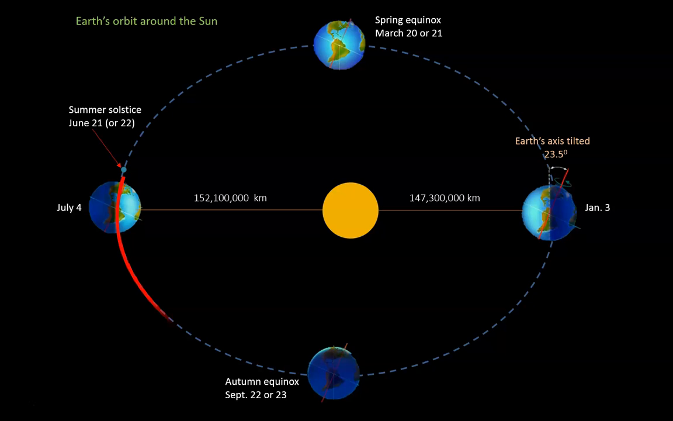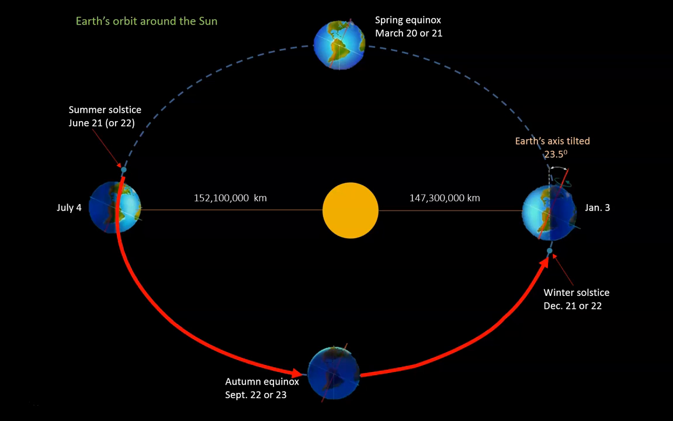Along this path, the days are getting shorter until the autumn equinox, when day and night are close to 12 hours each. The days continue getting shorter until December 21st or 22nd, the winter solstice, and the shortest day of the year.